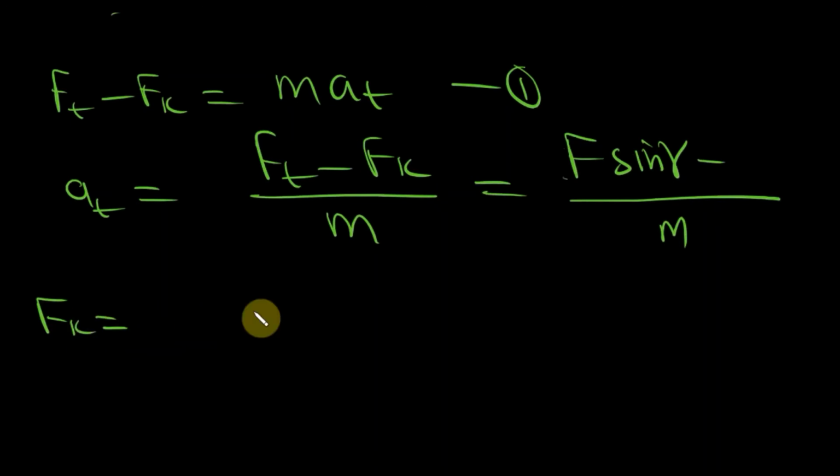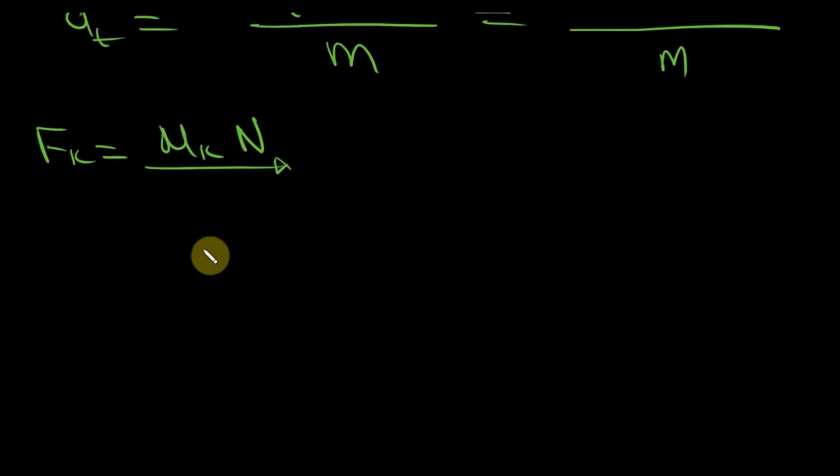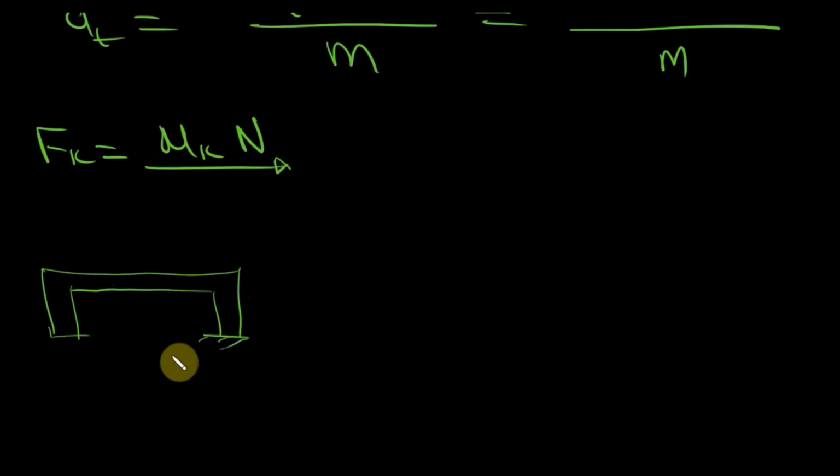Fk is equal to mu k multiplied by N. Alright, so what's multiplied by the normal force? Let's just quickly discuss this. Our block is spinning on a table. This is our block, and there's air being pumped into the rod and then comes out at an angle. So it's on the table spinning.